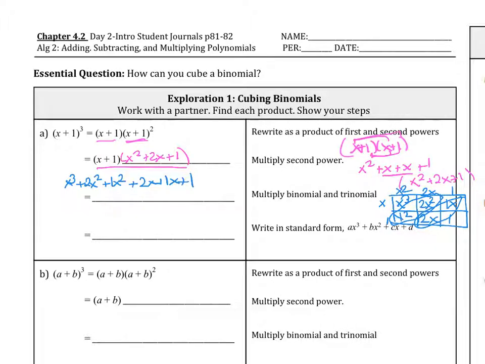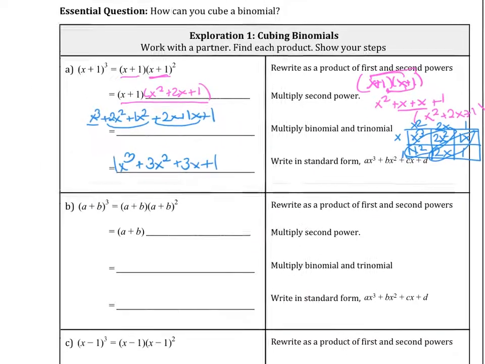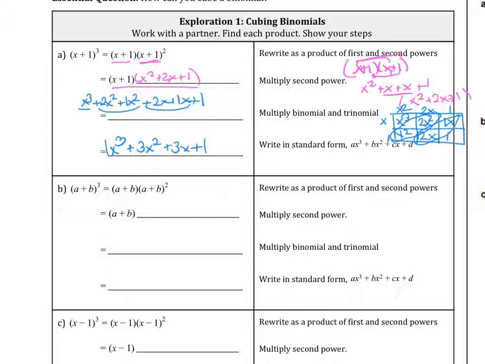Then we're going to write it in standard form, combining like terms. We have x cubed, then 2x squared plus 1x squared, that is 3x squared, 2x plus 1x, that is 3x, and the last one is just plus 1. I'm going to write 1 in the front of there. Now if we're going to multiply a plus b times a plus b squared, I'm going to use the pattern. So this would be a squared plus 2 times ab plus b squared.